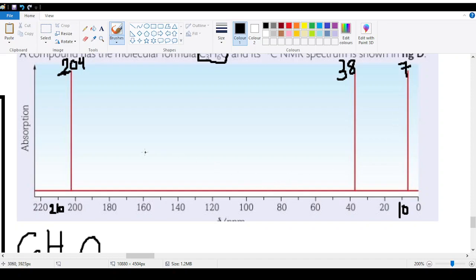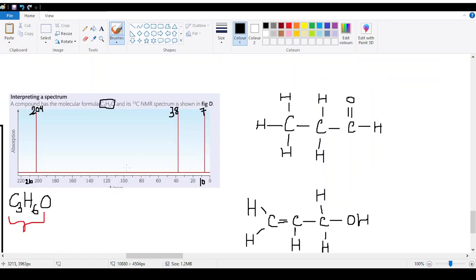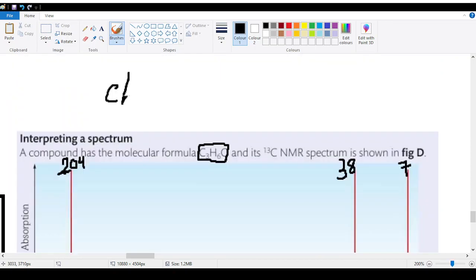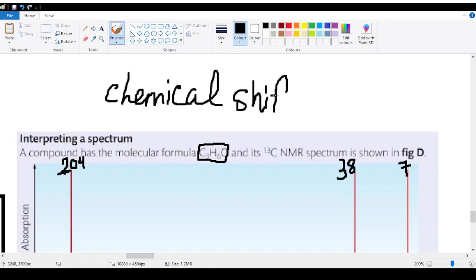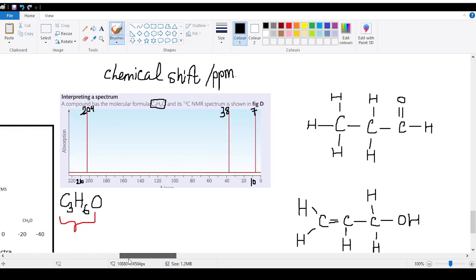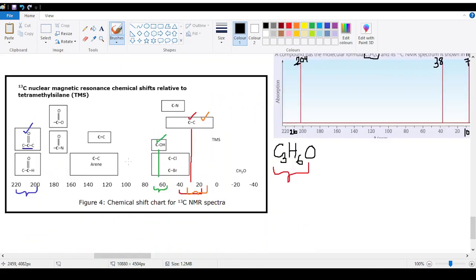Okay, so these values that we get from the graph, these are all known as chemical shift. We talked about chemical shift yesterday, the basics of what chemical shift is. And chemical shift has a unit of ppm, parts per million. Is that fine? All right. So now let's use the table, use this information, and try to decide which groups can be possible.